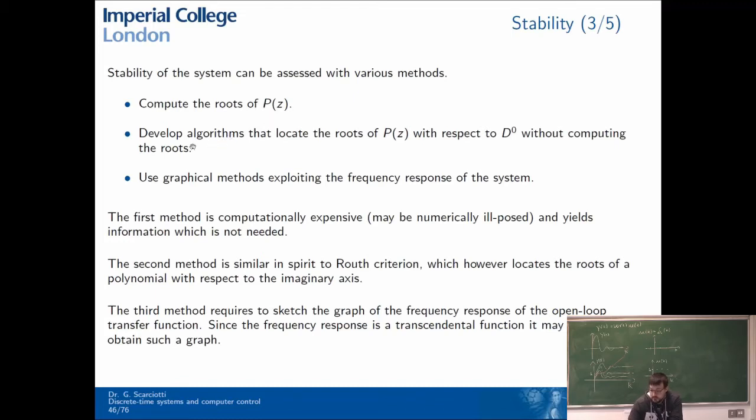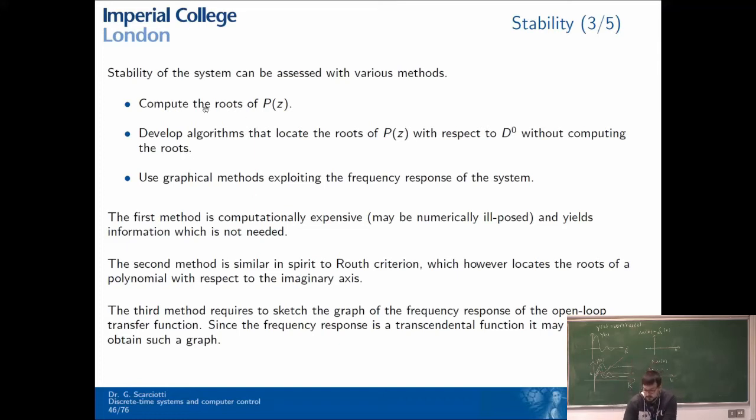Another alternative is that we develop algorithms that locate the roots of p of z with respect to the unit circle, but without computing the roots. So we don't actually need the numerical value of the root. The only information that we need is to know if the root is inside or outside the circle. Another alternative is that we develop graphical methods exploiting the frequency response of the system. This is again something that you saw in continuous time. In continuous time, you can assess the stability of the system by looking at the frequency response. So let's comment on these three different methods.